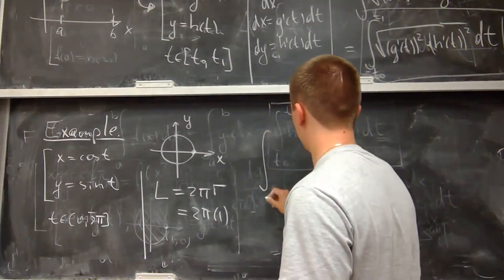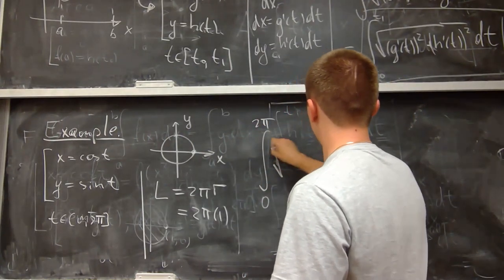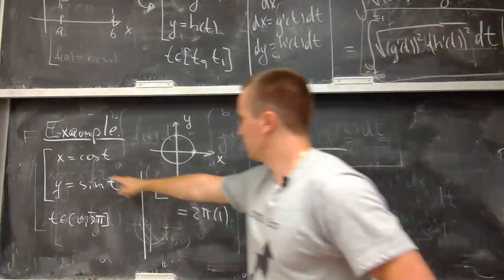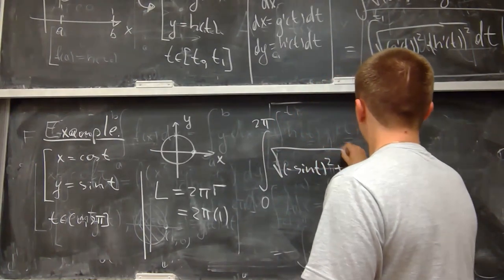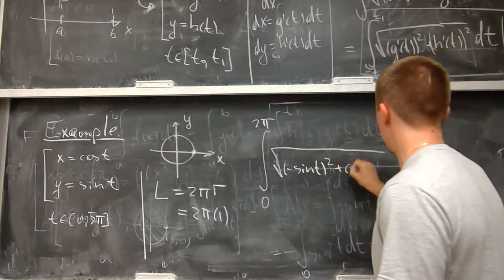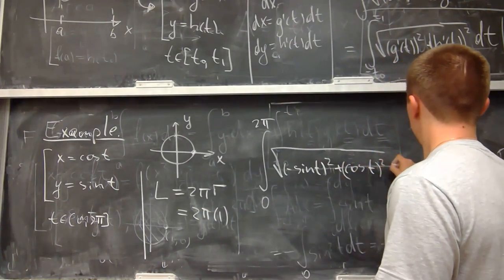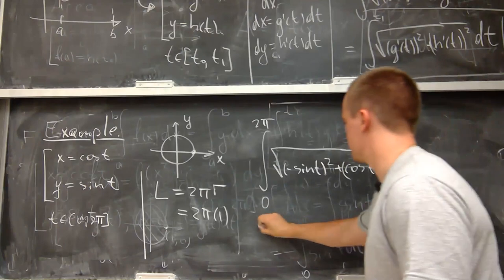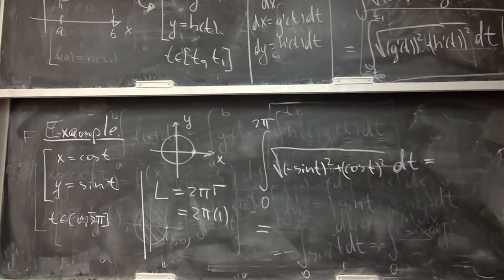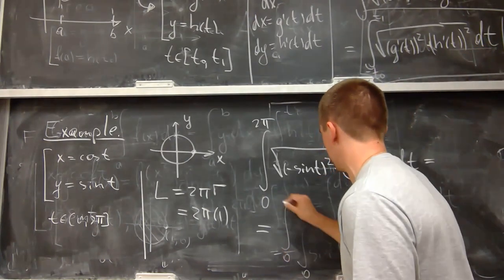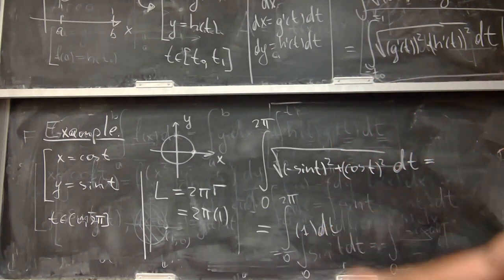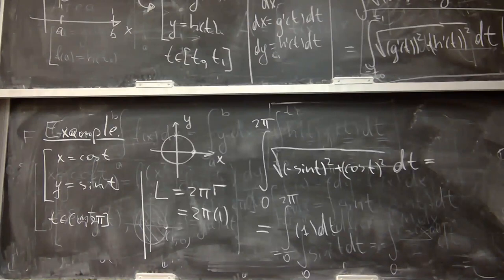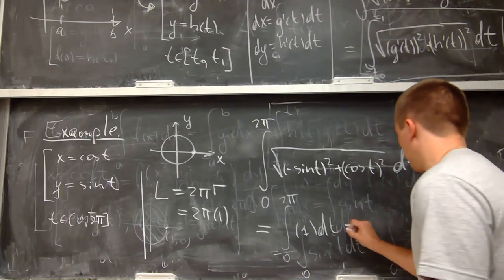So the arc length is going to be the integral from 0 to 2 pi of the square root of the derivative of cosine, which is negative sine t, squared, plus the derivative of sine, which is cosine t, squared. But if you use the fundamental trigonometric identity, it equals 1. So I have just the integral from 0 to 2 pi of 1 dt, because sine squared plus cosine squared equals 1, and the square root of 1 is just 1. And from here, I will get 2 pi.